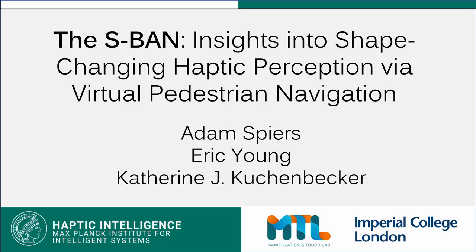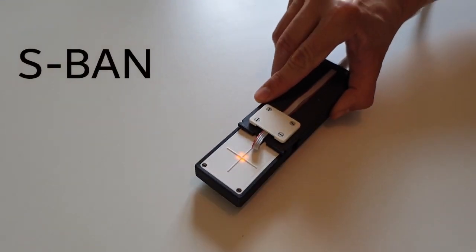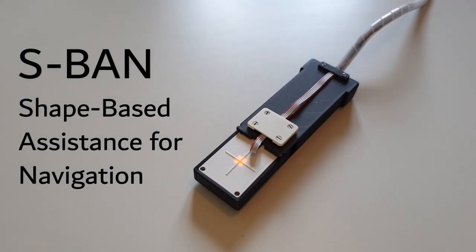The SBAN: Insights into Shape-Changing Haptic Perception via Virtual Pedestrian Navigation. SBAN stands for Shape-Based Assistance for Navigation.